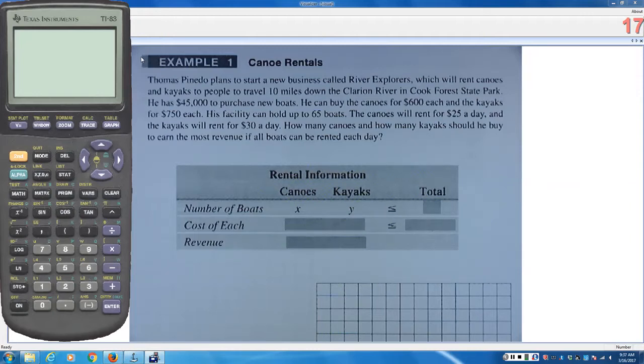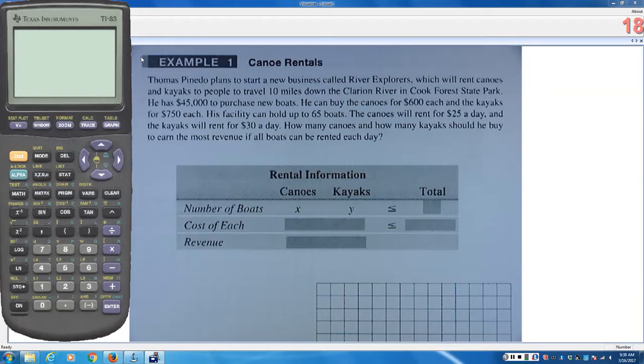The canoes will rent for $25 a day and the kayaks will rent for $30 a day. How many canoes and how many kayaks should he buy to earn the most revenue if all the boats can be rented every day? So we need to break this down.